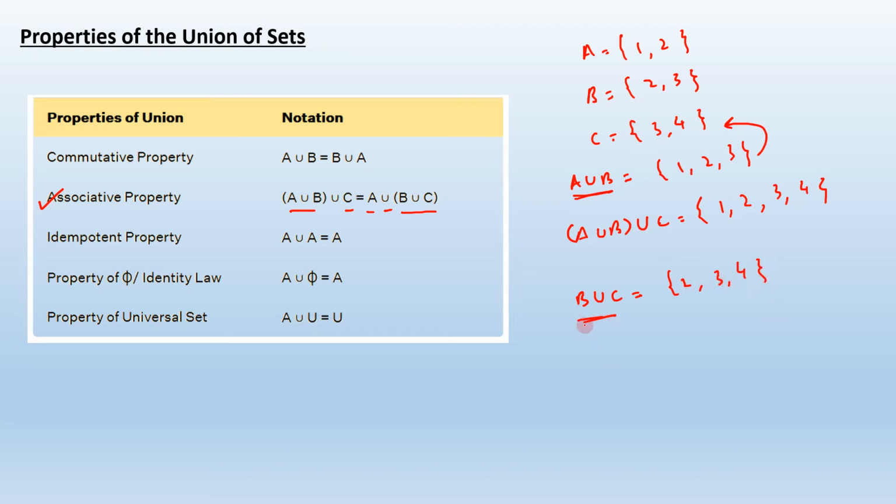Now let's try to find out the union of set A with B union C. So that means A union (B union C) is equal to 1, 2, 3 and 4. So here again you can see (A union B) union C is same as A union (B union C). So this is how this property works.